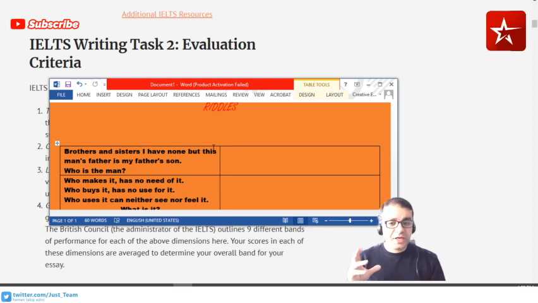I want you to think now in a structured way. The first question was to think in a dynamic way. Now, we're going to discuss structure. We are now describing a structure. What do you think? What is it? Now, we are describing who makes it has no need for it. Yes? And who buys it has no use for it. Right? And who uses it can neither see it nor feel it.